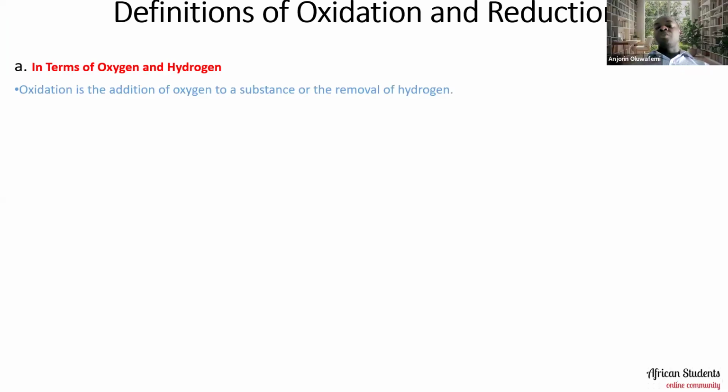Having said that, let's try to define oxidation and reduction itself. We're going to be defining based on certain criteria. The first one is in terms of oxygen and hydrogen. In terms of oxygen and hydrogen, we can say that oxidation is the addition of oxygen to a substance or the removal of hydrogen from a substance.